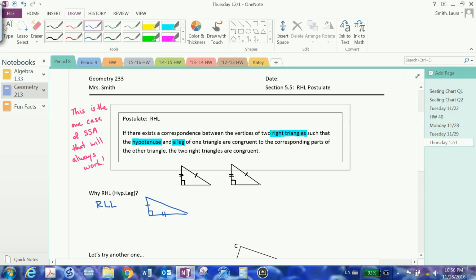Well, if it was that setup, wouldn't that just be side, side, side? I didn't mean side, side, side. Wouldn't that be side angle side? And that's why we don't actually use RLL, because that's side angle side. We only use RHL.